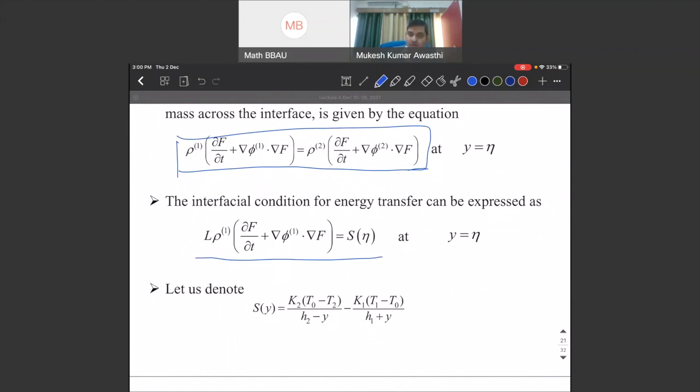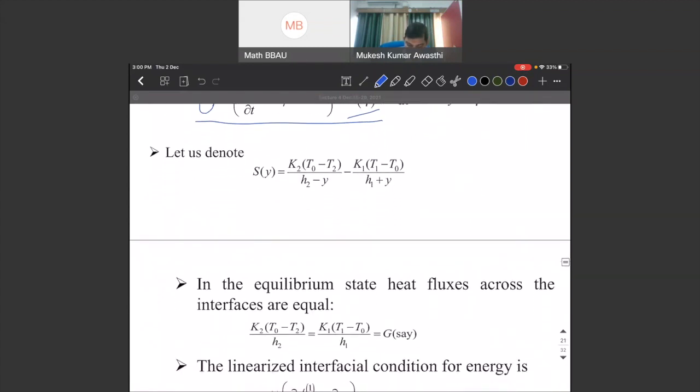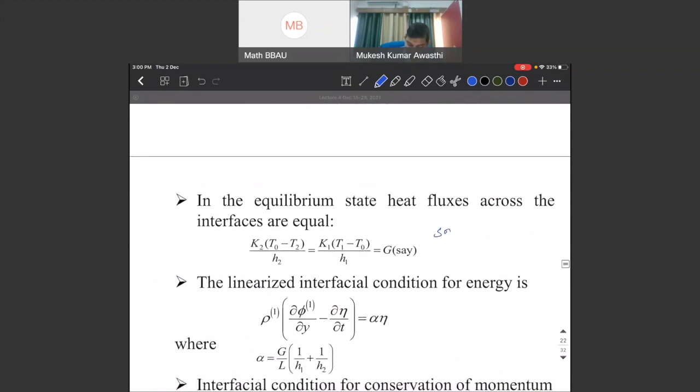Now for the energy transfer equation, we have again taken the simplified formulation given by Shi, because here we have taken the net heat flux to be equal to the latent heat released during the phase transformation. Initially there will be no heat and mass transfer, so in the basic state the net heat flux in both the phases will be the same. So in that case, S0 will be 0, and then we will take S eta as dash 0.